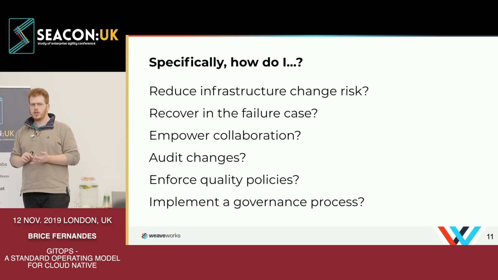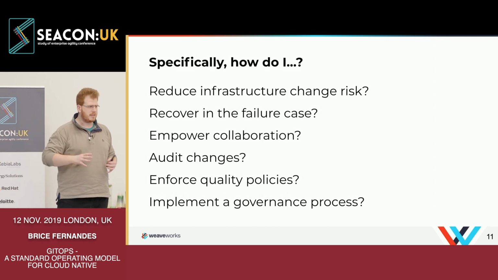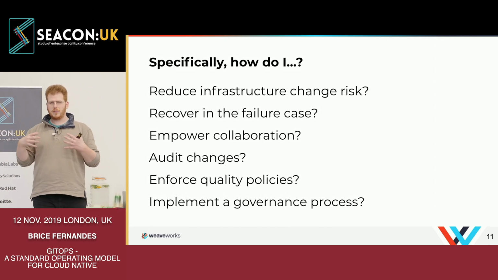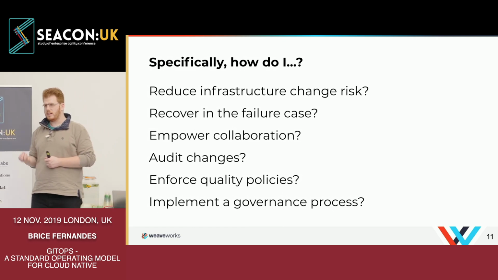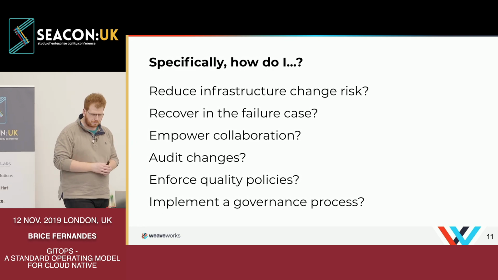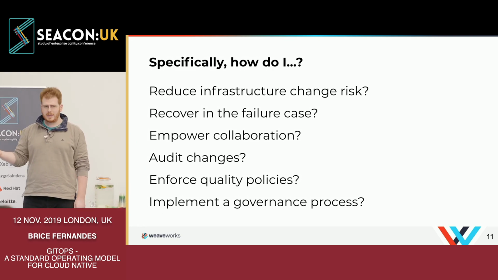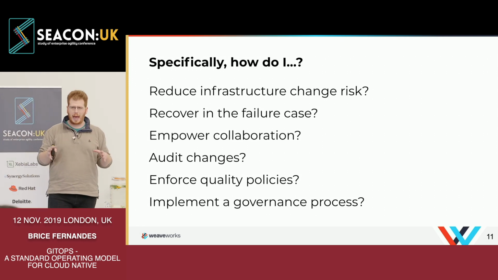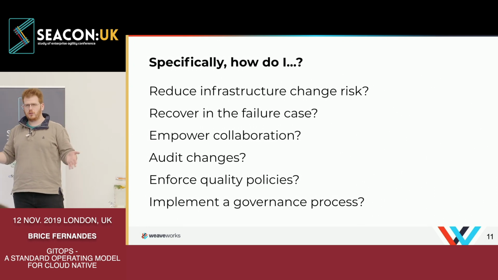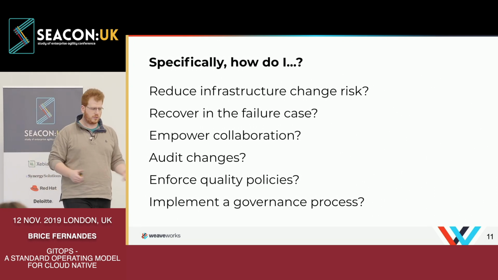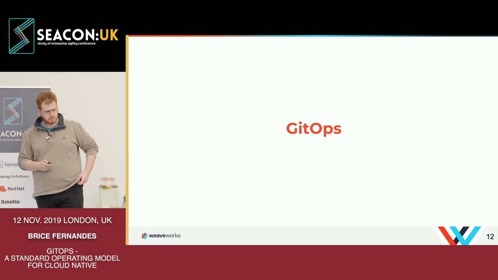How do you empower collaboration within your teams on infrastructure? Traditionally, a very limited set of people have access to infrastructure. It's very hard to collaborate on infrastructure because it's such a critical piece of your business that it's very hard to give people access to it. So how do you audit changes to infrastructure? How do you enforce quality policies? You might have a set of policies about how you run your infrastructure. How do you do that? And how do you implement a governance process around your infrastructure? So those are all specific questions around how do you get agile infrastructure?